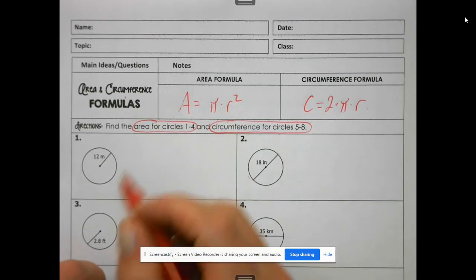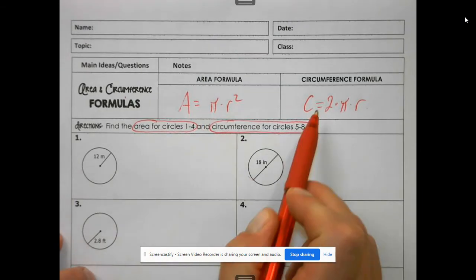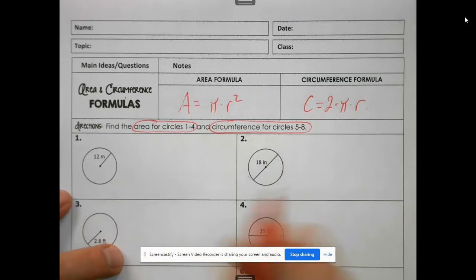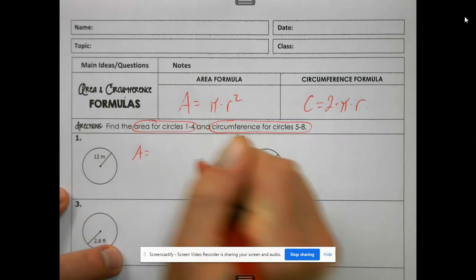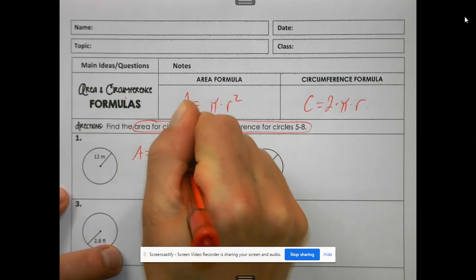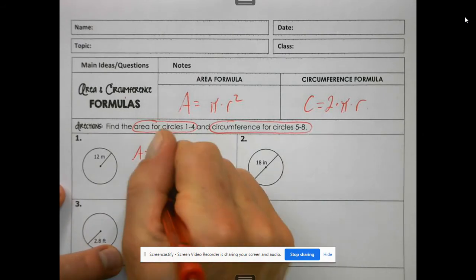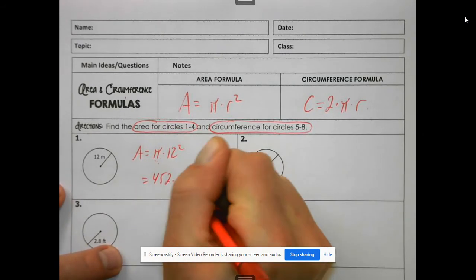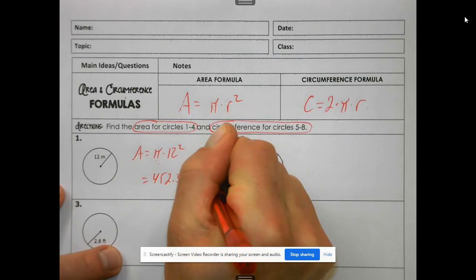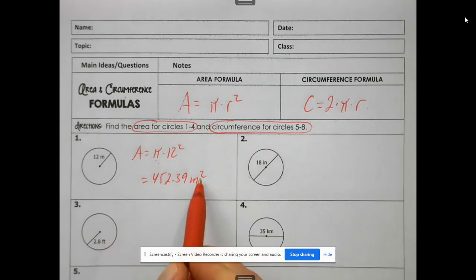All right. Area, this guy for 1 through 4, this guy for 5 through 8. All right, area equals pi times radius squared, which is 12. Just type all that in the calculator, and you should get 452.39 square meters. Remember, area, we always square the unit that's being talked about.